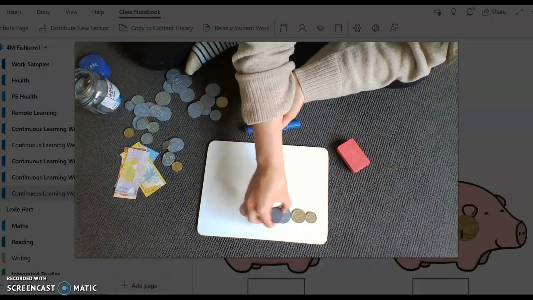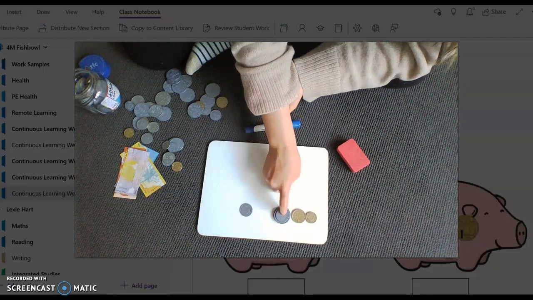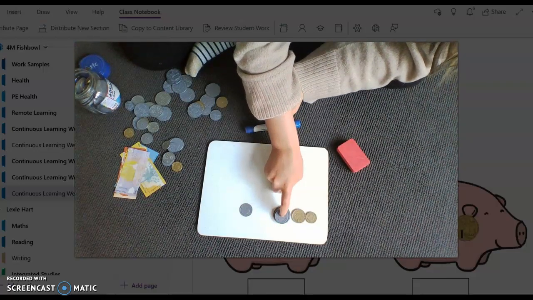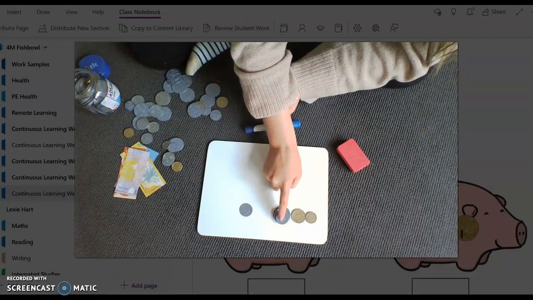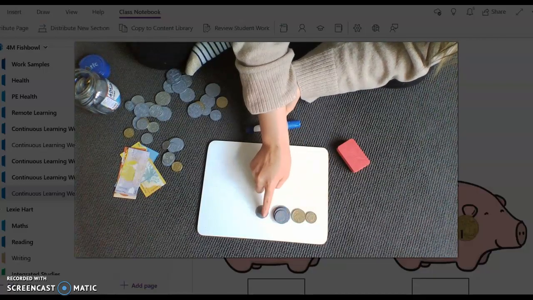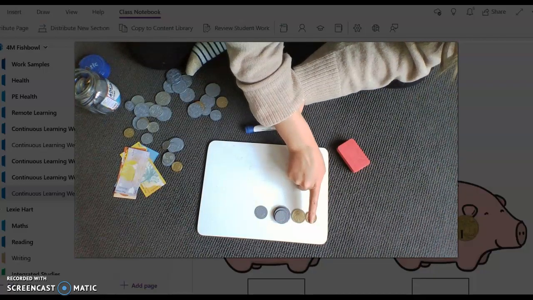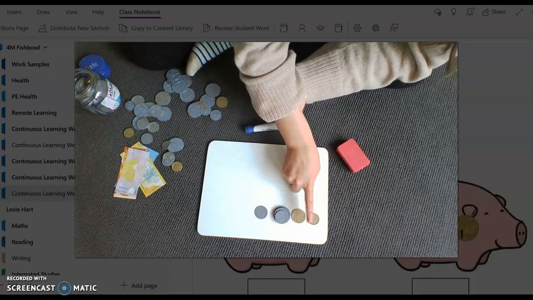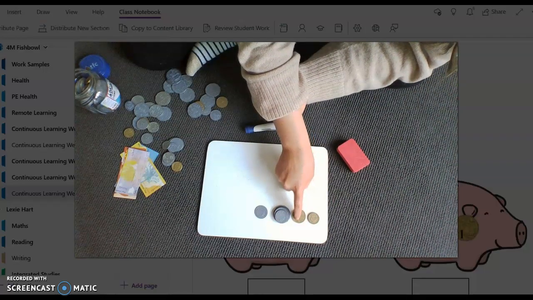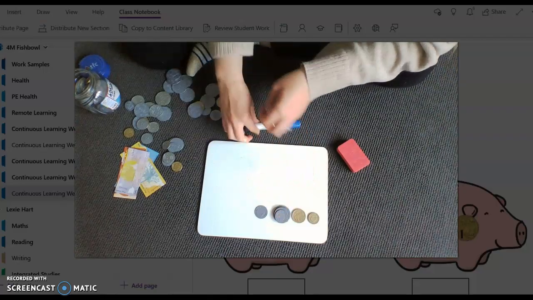So now I can move this 50 on top of this 50 because now I have a dollar. 50 plus 50 is 100. 100 cents is the same as a dollar, and then I've got 10 cents left. So now I can count my dollars. 2 plus 1 is 3, plus another 1 is 4.